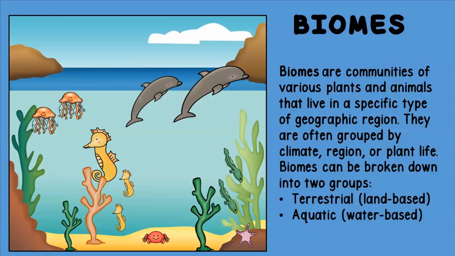So let's talk a little bit about biomes. Biomes are communities of various plants and animals that live in a specific type of geographic region. They are often grouped by climate, region, or plant life. Biomes can be broken down into two groups: terrestrial, which means on land, and aquatic, which means water-based. You can see an aquatic ecosystem here, or an aquatic biome.